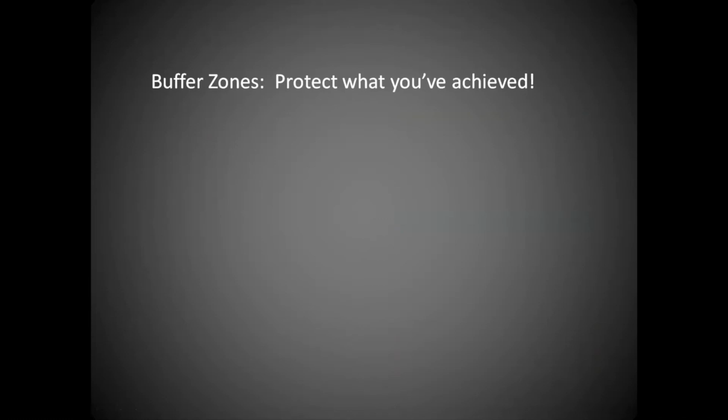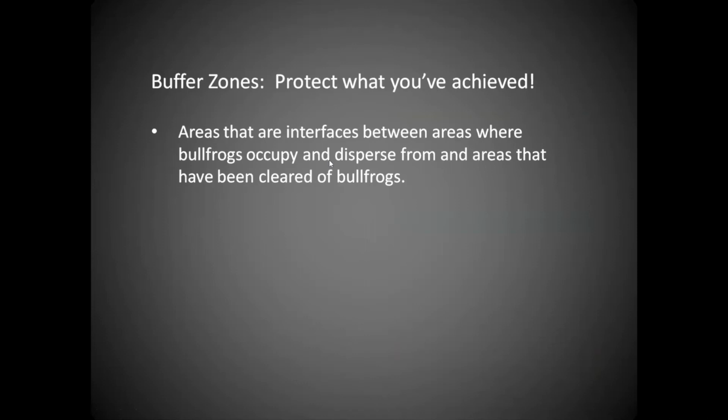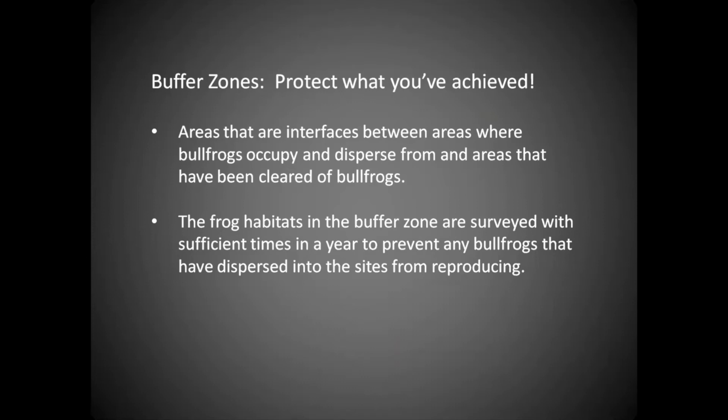And then you want to establish, okay, you've cleared an area of bullfrogs, but it's not the entire area, so you want to protect what you've achieved. It's kind of bouncing around a little bit, but it all kind of makes sense. These are areas that are interfaces between the areas where there were bullfrogs and where there still are bullfrogs. And the frog habitats within the buffer zone are surveyed enough within a year to prevent bullfrogs from the bullfrog area going into the area that you've cleared of bullfrogs. So it's a buffer zone, meaning it's an area that you continually plan on removing bullfrogs from to protect the areas behind it.